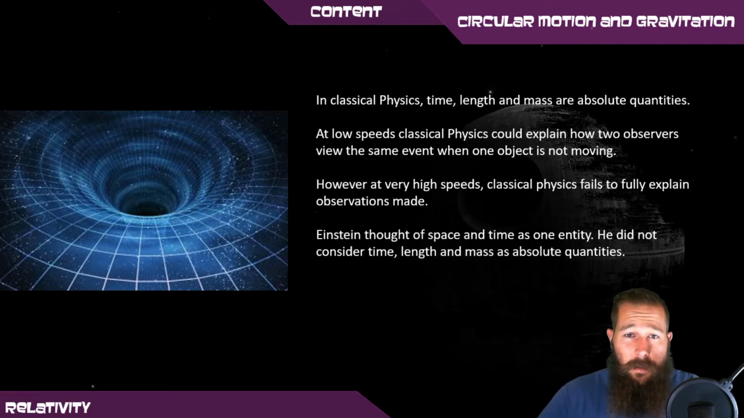So Einstein developed a theory when we're looking at objects at high speeds that accommodates what we observe in these cases. He thought of space and time as one entity and didn't consider time, length, and mass to be absolute quantities. You might have seen this diagram in explaining the space-time theory. It might be worth checking out a few videos on YouTube that go through animations of this to help you understand that link. However, for the Year 12 course, we don't need to know that.